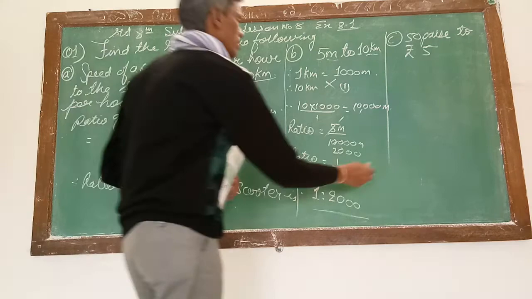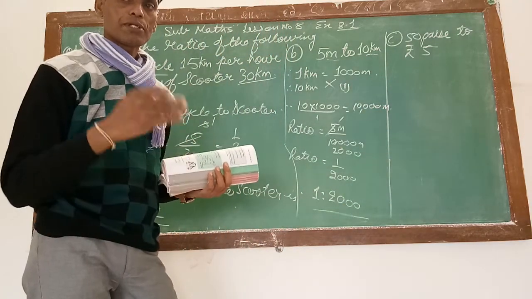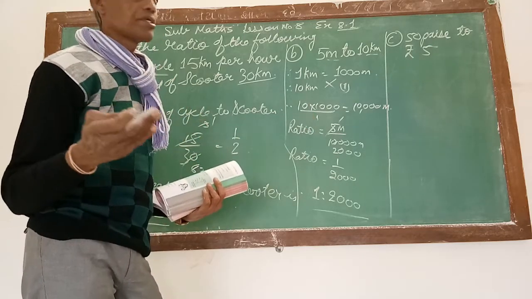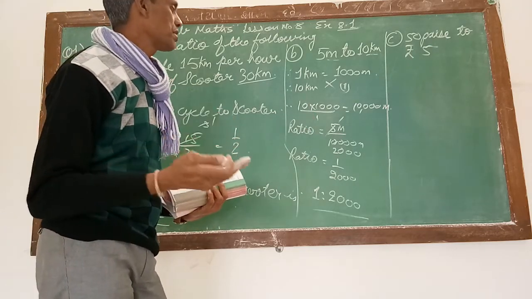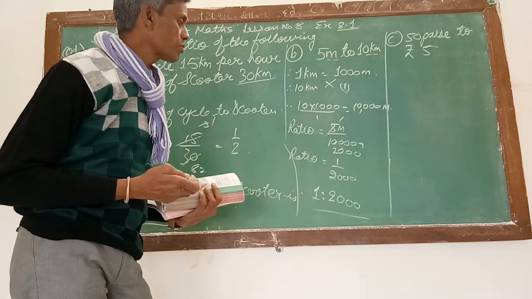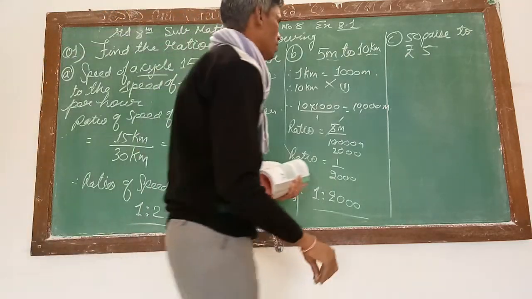Followed or not followed? What we have done is converted this kilometer into meter. We know that 1 kilometer is equal to 1000 meter. So 10 kilometer is equal to how many meter? 10 into 1000 means 10,000 meter. The ratio is 5 meter upon 10,000 meter. So 1 upon 2000, the ratio is 1 is to 2000.